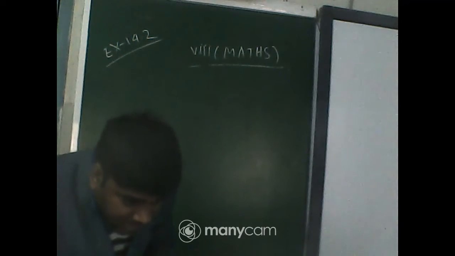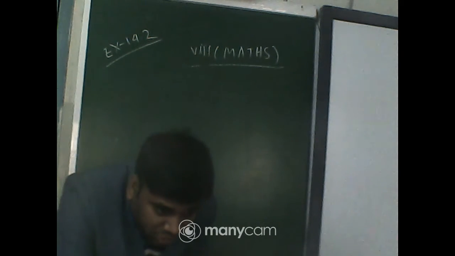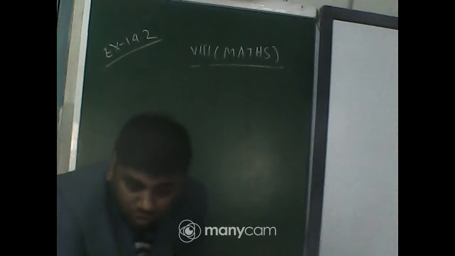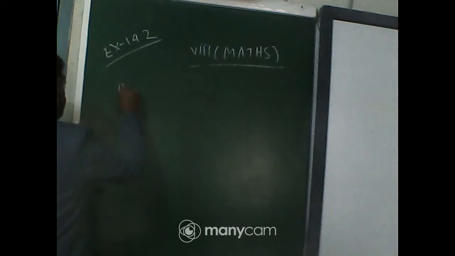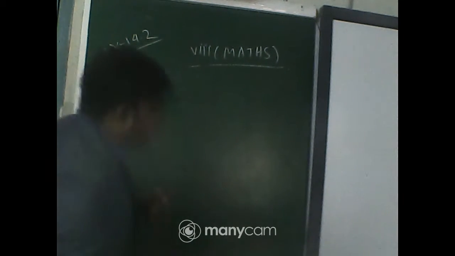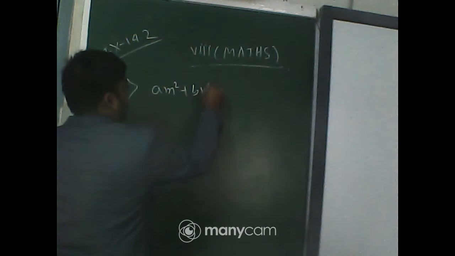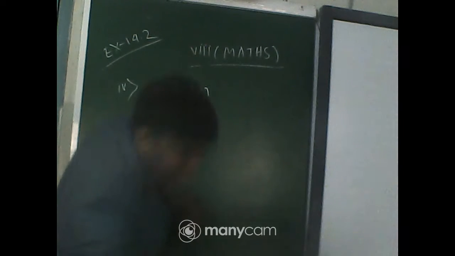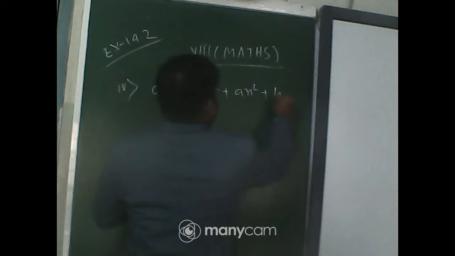Next, question number 3. There are 9 questions here. Students, question number 3, try at your home. I am solving question number 4: am square plus bm square plus an square plus bn square.